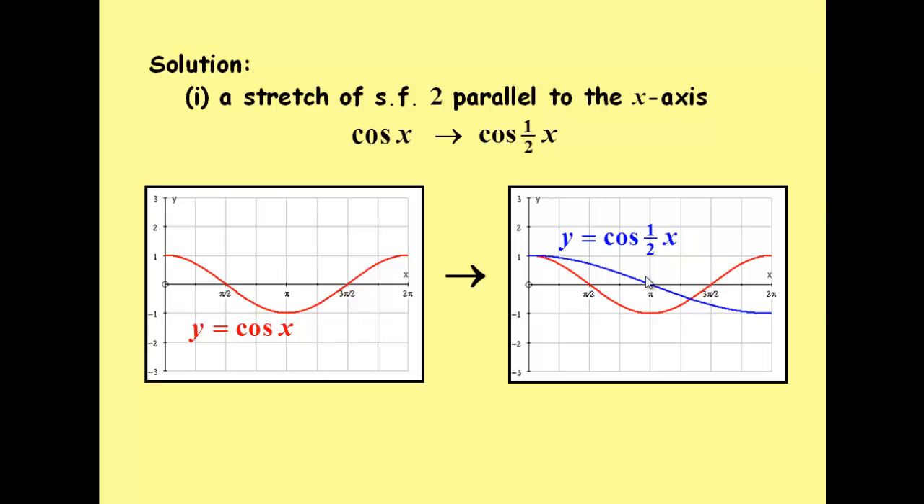These distances are now doubled because of the half here. Remember, 1 over a half is 2, isn't it? Scale factor of 2 parallel to the x-axis. And you can see the doubling of the distances there.